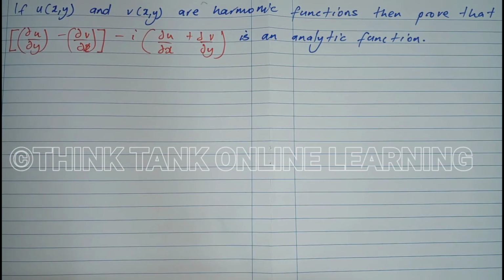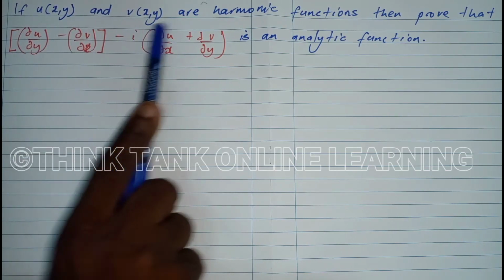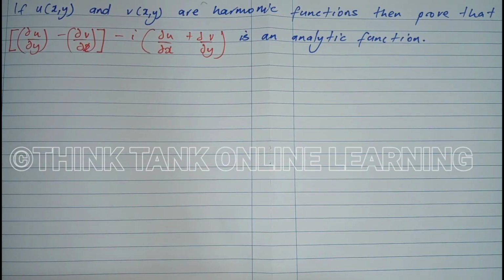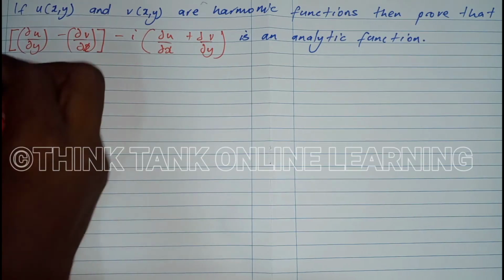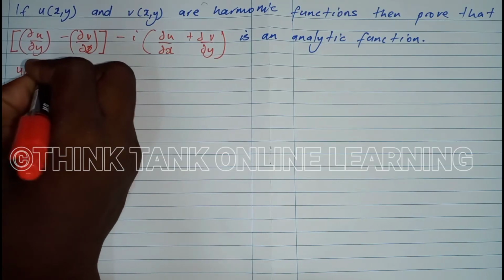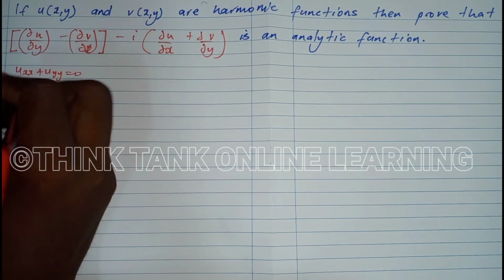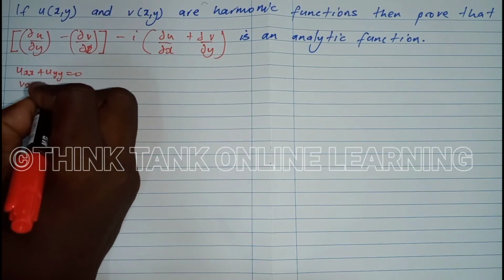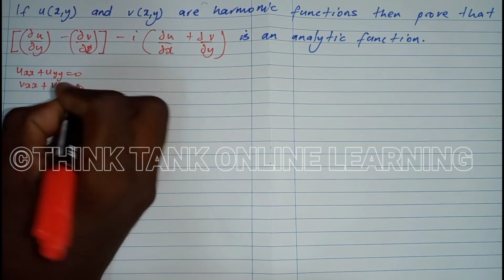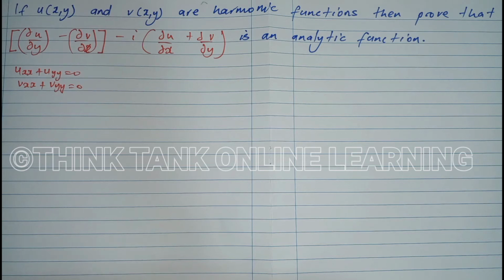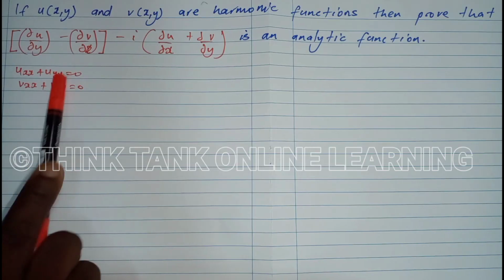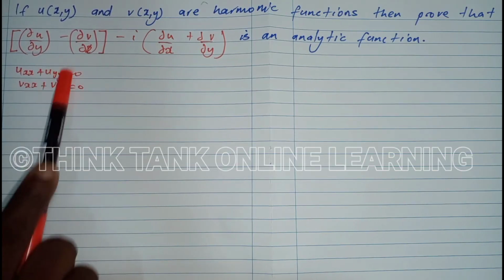First of all, we are told that u(x, y) and v(x, y) are harmonic. This is the keyword which we're going to use: harmonic. And what do we know about harmonic functions? For harmonic functions, we know that u_xx plus u_yy is equal to 0, and we know that v_xx plus v_yy is equal to 0, where u_xx means the second derivative of u with respect to x, and u_yy means the second derivative of u with respect to y.